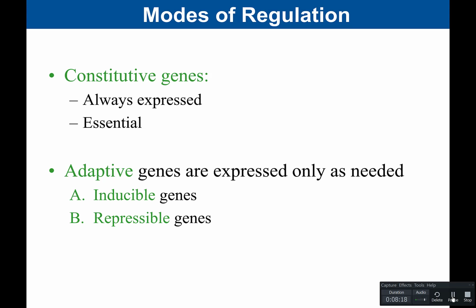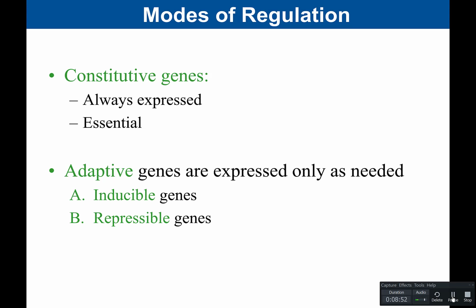Adaptive genes, on the other hand, are genes that are expressed only as needed. It's a way for the cell to conserve energy. What I mean by that is if we make a protein, that requires the investment of energy. The cell is not going to want to invest to produce a protein, an enzyme, if it's not needed. And so those types of genes would be referred to as adaptive genes. They're only turned on when needed.